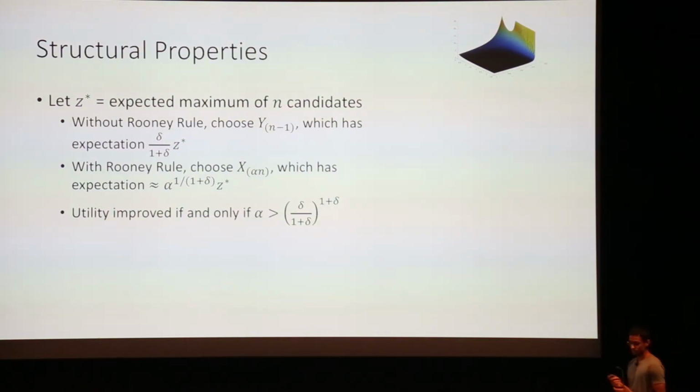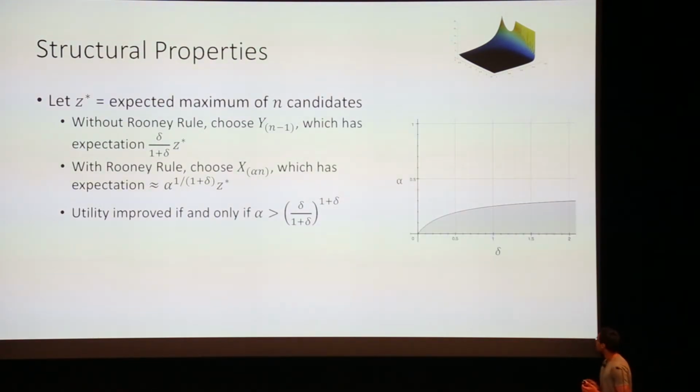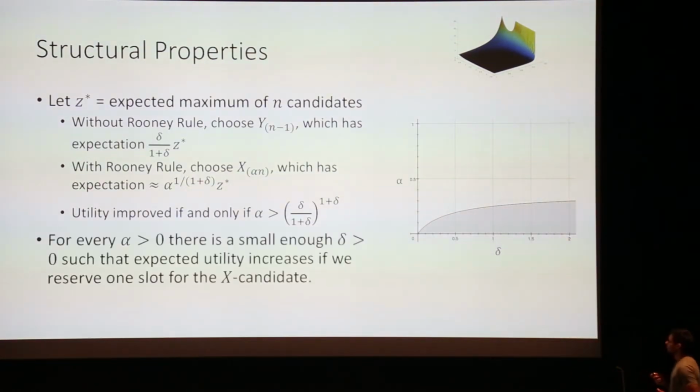This is what this plot looks like. And what we get from this is that for every positive alpha, there is a small enough delta such that expected utility increases if we reserve 1 slot. So it's saying if 1% of your applicants come from Afghanistan, and you believe this distribution is heavy-tailed enough, you'd be better off always reserving 1 slot than never taking them at all.